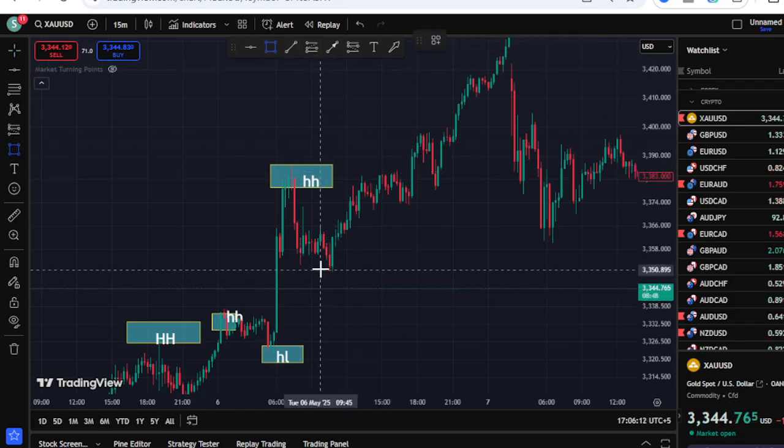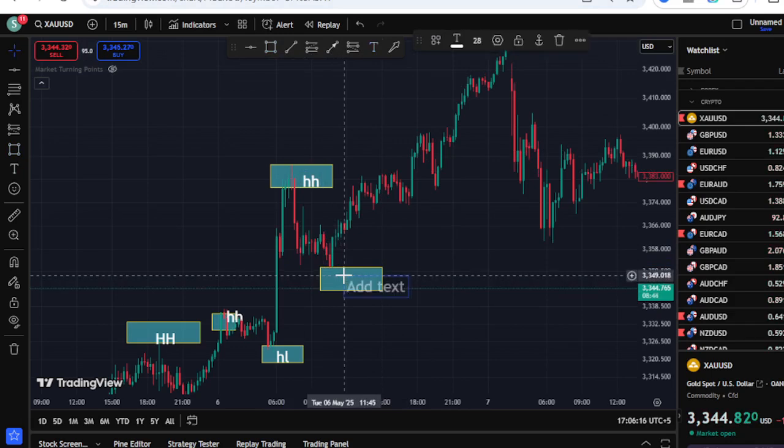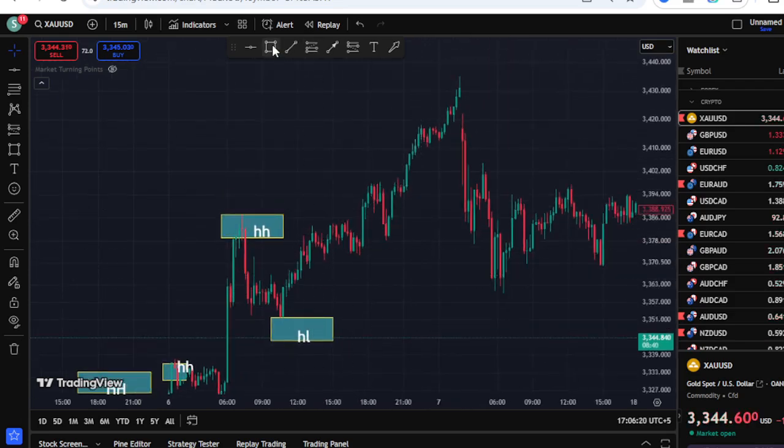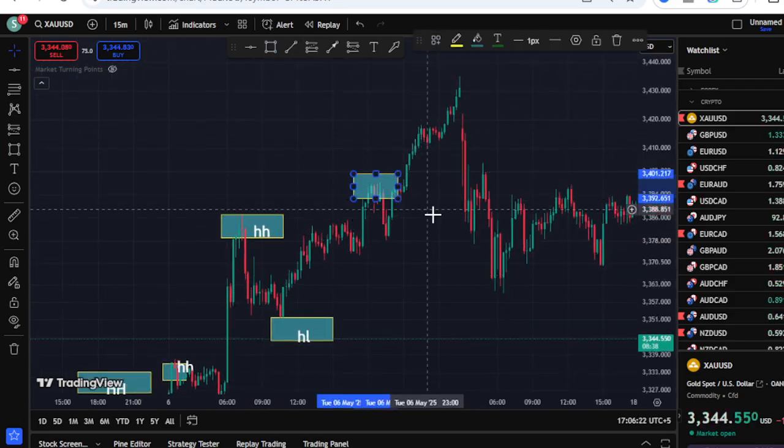Okay, so this is another higher low, right? So the market is continuing simply. You can see again it made another higher high.